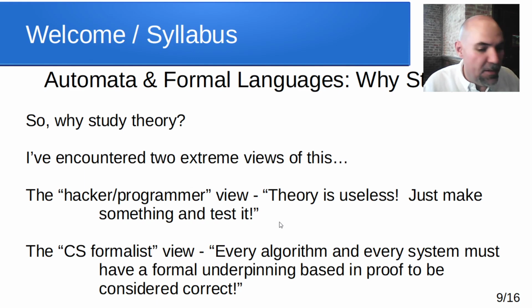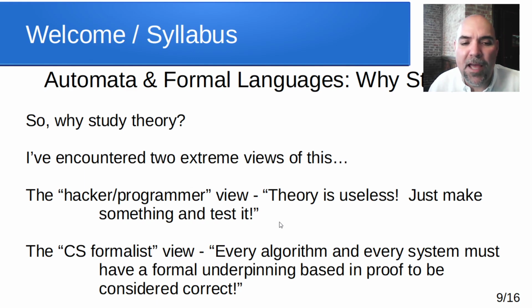The other one is more of the computer science formalist view, where they say that every algorithm and every system has to have some formal underpinning that's based in some sort of proof, and you need to do that in order to have your code considered correct. Or maybe you even need to do that with your algorithm before you ever write the code and test it. You need to formally prove that your code is correct and complete, and you should do that before you write the code or before it would ever be considered correct. And I don't think either of those is a good viewpoint.